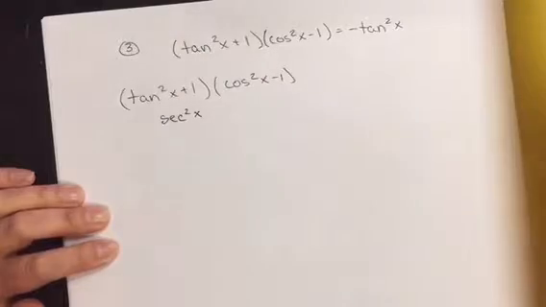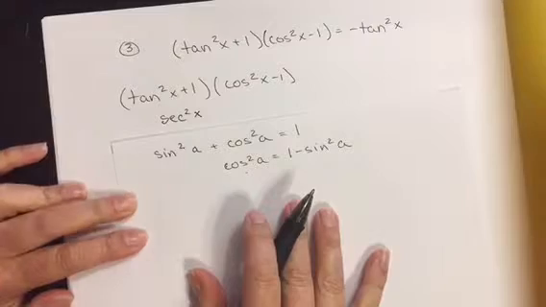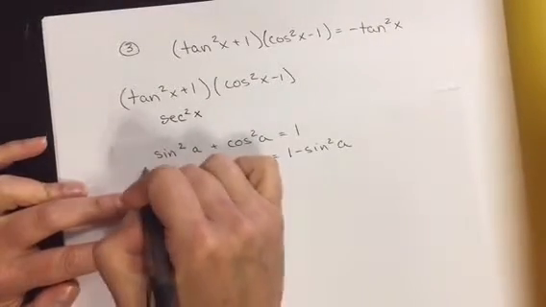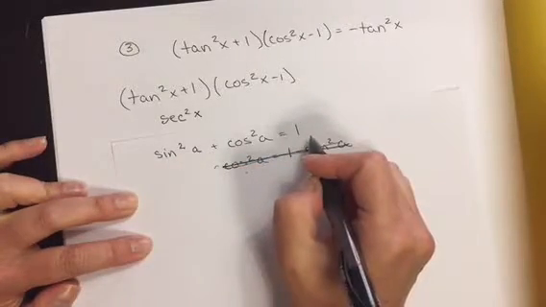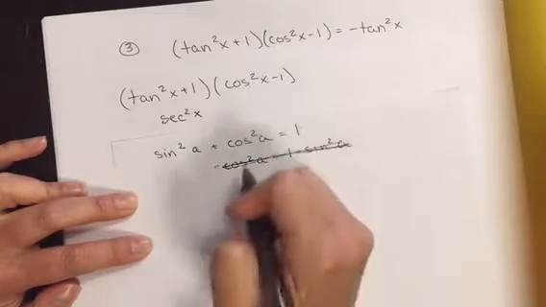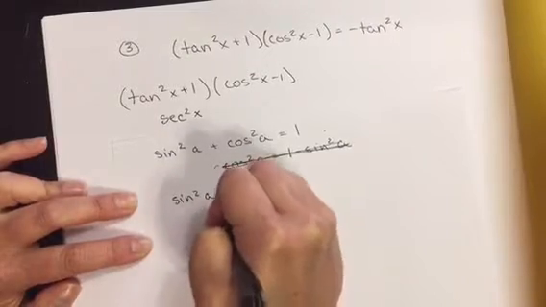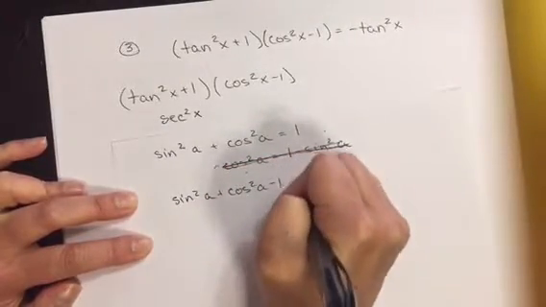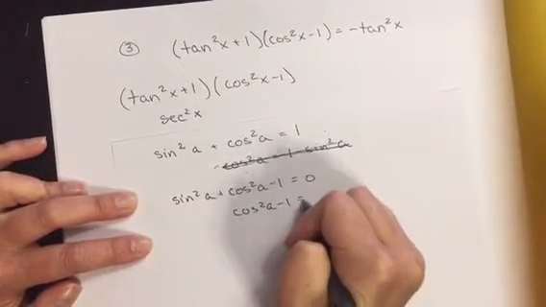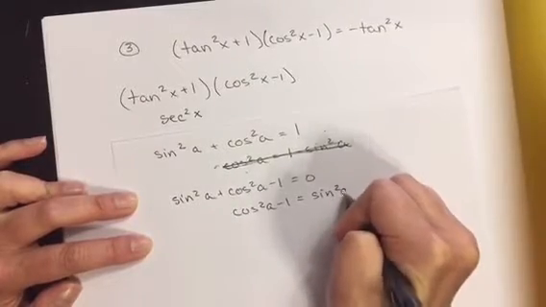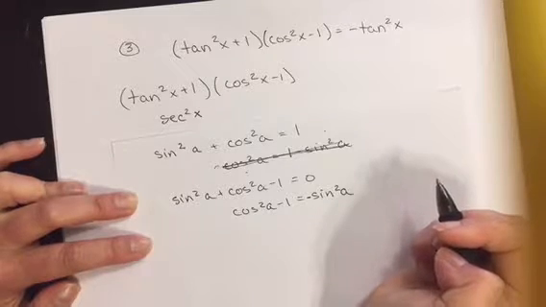Okay, and then we did this just a minute ago, except we're going to rearrange it differently this time. So this is the rearrangement we used the last time. So I'm going to take my original and move it around here. So I'm going to move the 1 to this side. So I've got sine squared a plus cosine squared a minus 1 equals 0. And then cosine squared a minus 1 equals negative sine squared a.